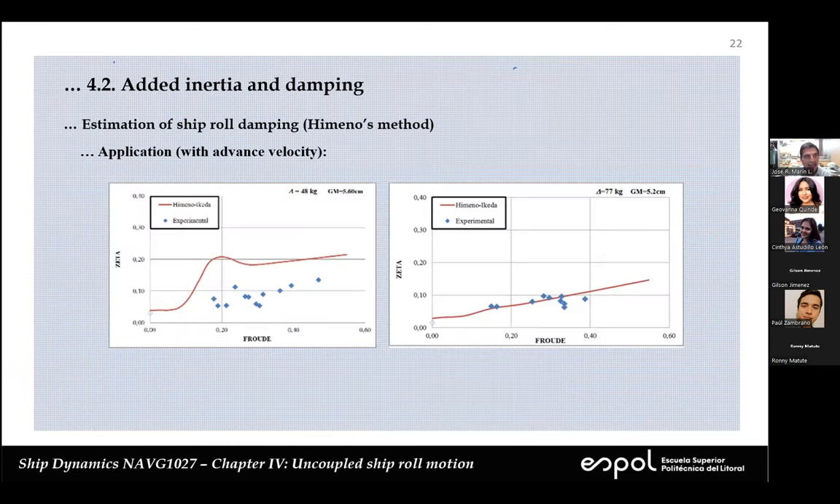This is just to show a message that we should emphasize here at the university. In many cases, we can apply empirical methods, but remember that empirical comes from experimental data. So if you want to apply them, you have to be sure that the range of application is correct. I mean, the case where you want to apply it is inside the range of application of the formulation. Otherwise, you're going to get very strange results. And that's the message with this figure.